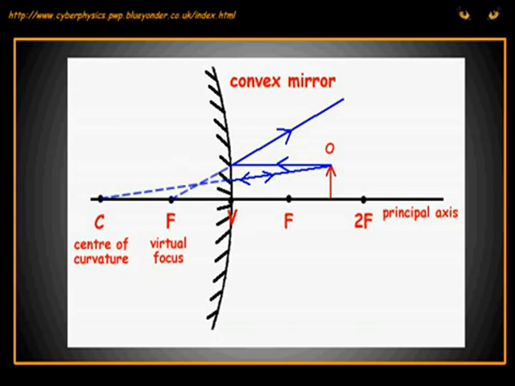At GCSE, the construction of these 2 rays is enough to get you all of the marks. The point where the 2 construction rays cross is the virtual image point. You draw the virtual image as a dashed arrow.